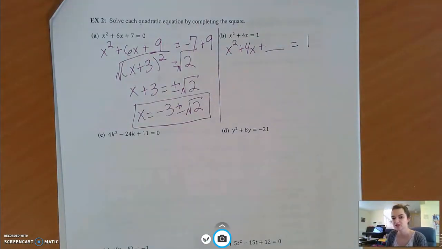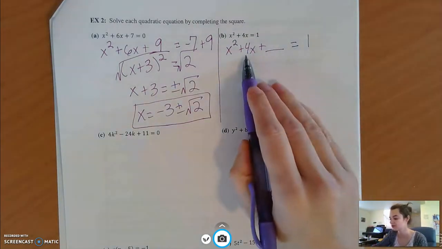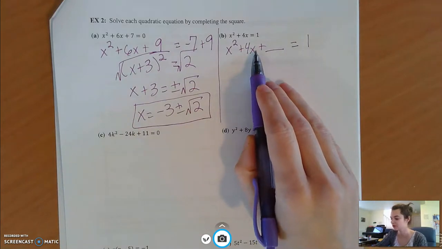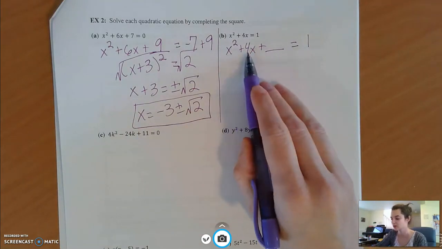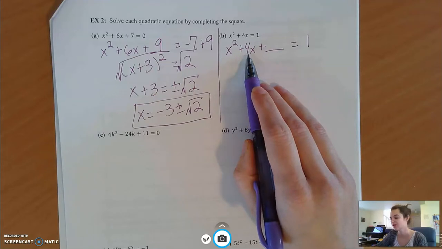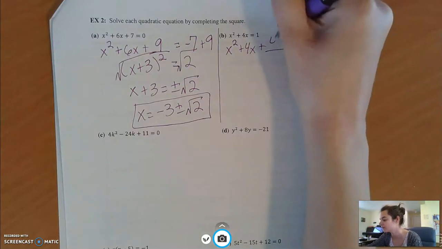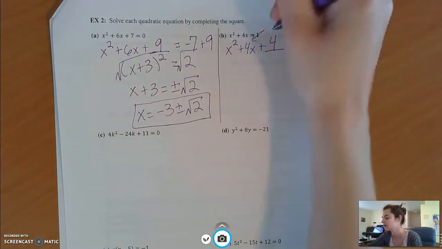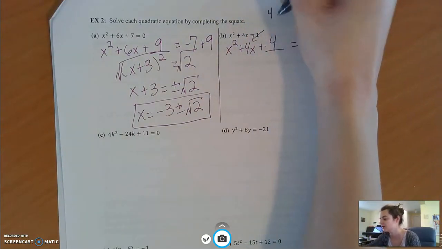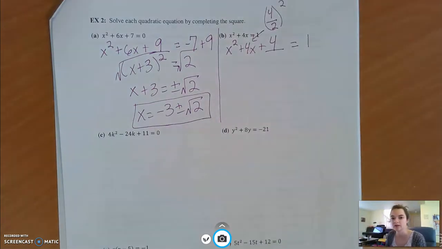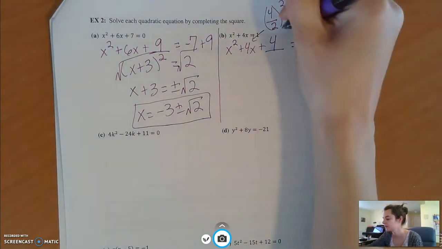Okay, so let's complete the square. So I'm going to take my middle term, which is my 4x. I know that my x comes from the x squared, so really I'm focusing on the 4. I'm going to take that middle term, which is 4, divided by 2, which would be 2, and then square it. 2 times 2 would be 4. Okay, so you're taking the middle term, the 4, you're dividing it by 2, and then you're squaring that, okay, to get to here.